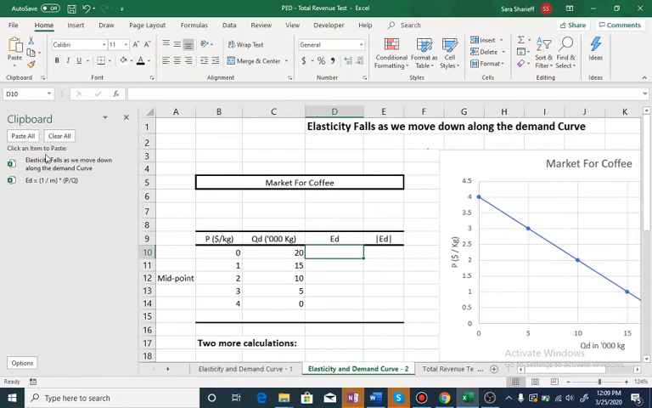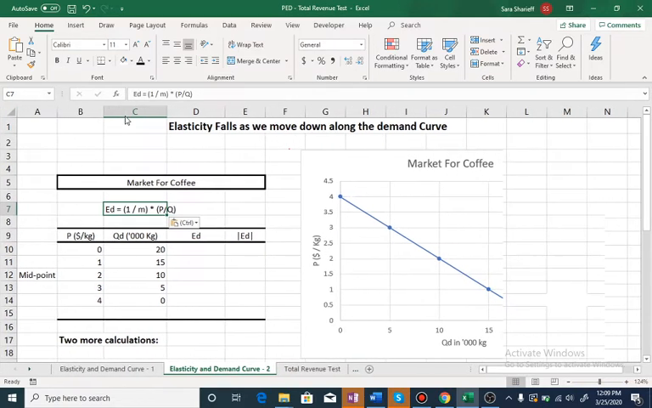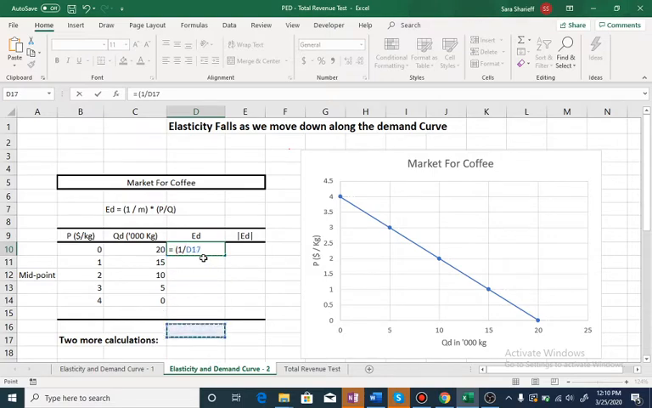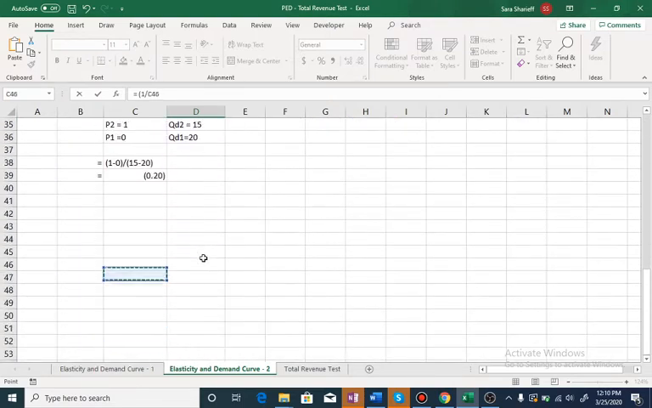What is the formula for that? This is the formula which I want you to use to calculate price elasticity of demand, right? So when price is equal to 0 and quantity demanded is equal to 20, your price elasticity of demand is 1 divided by m, we've already calculated the slope, which is 0.20, multiplied by price.